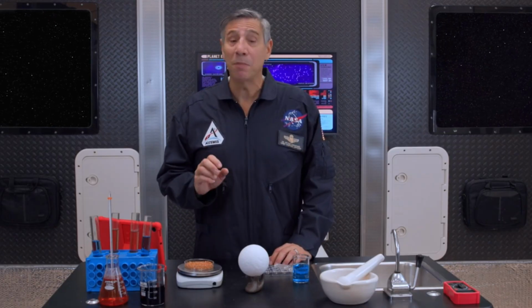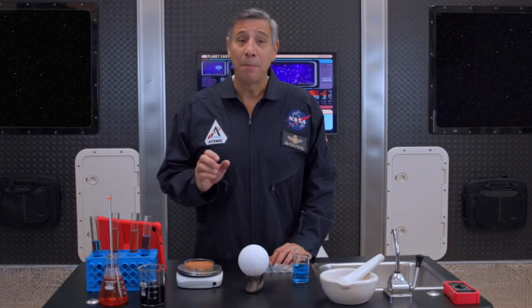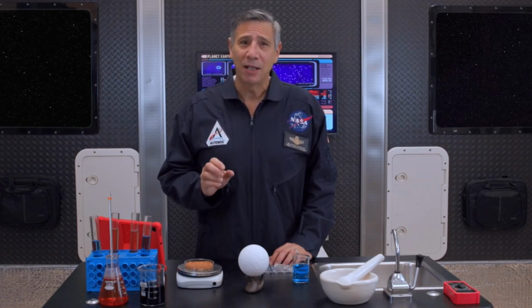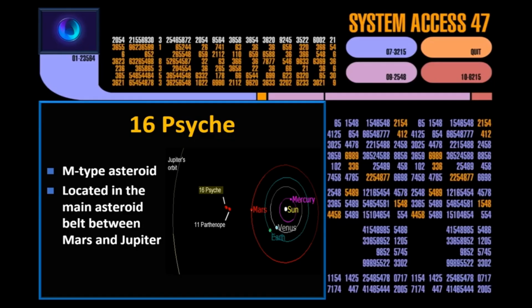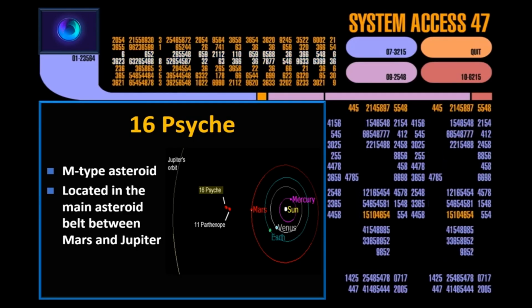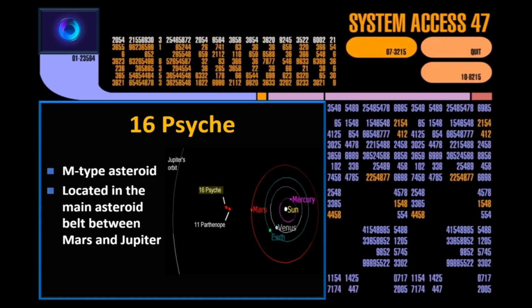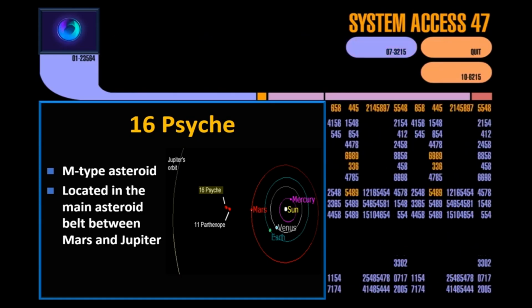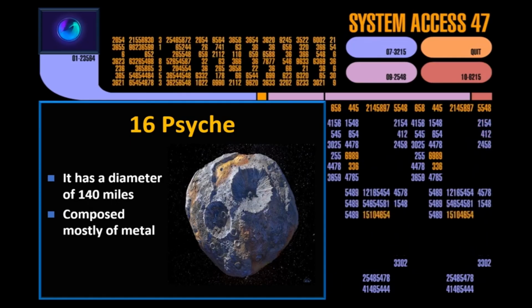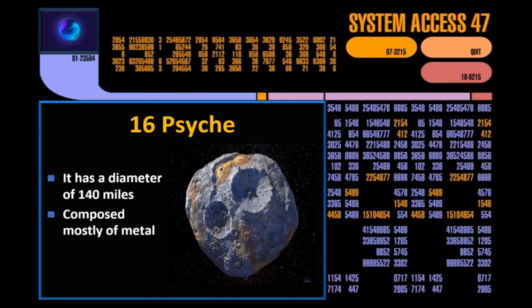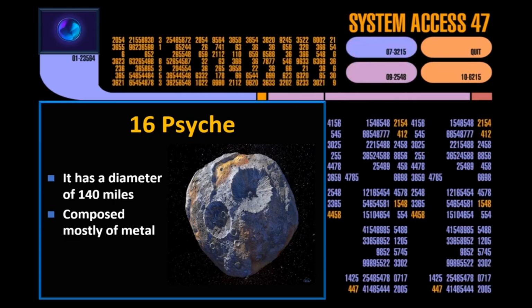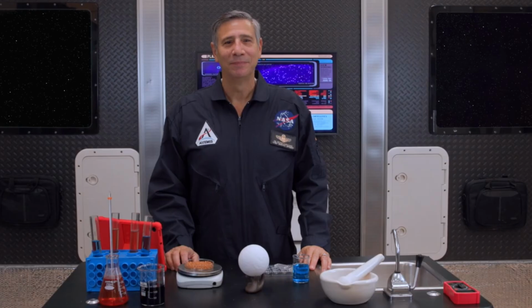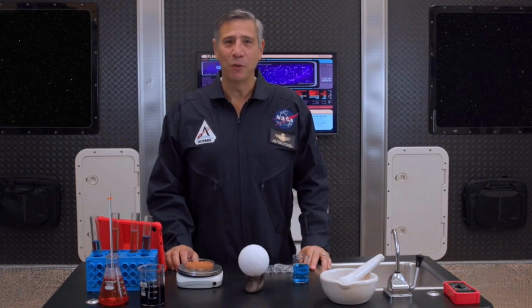It was taken from the surface of an asteroid by a probe that visited 16 Psyche. Processing. 16 Psyche is a large M-type asteroid located in the main asteroid belt between Mars and Jupiter. It has a diameter of 140 miles and is thought to be composed mostly of metal, which is highly unusual for an asteroid. Thank you, Aurora.